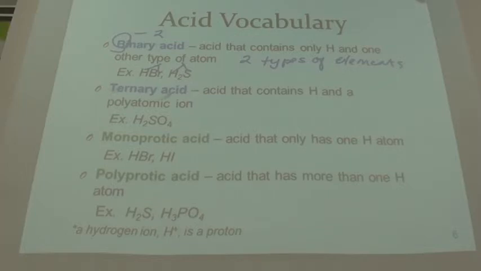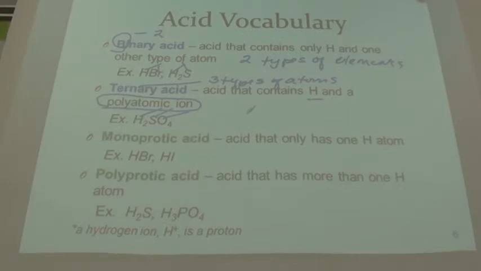A ternary acid means that it contains three types of atoms. So here we have hydrogen is one, sulfur is the second, oxygen is the third. You can tell a ternary acid because it has a hydrogen and a polyatomic ion.